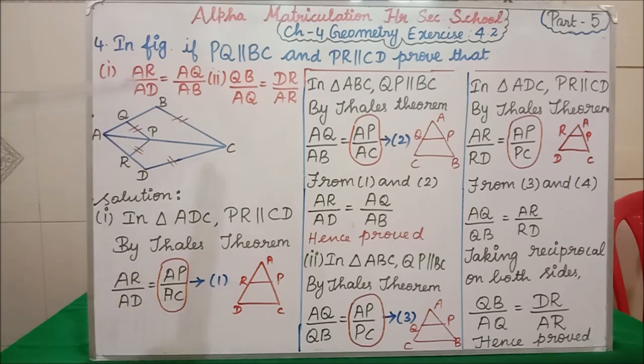Clear? Now, next they have given PR. PR is parallel to CD, which means this is one triangle. In triangle ADC, PR is parallel to DC. Clear students? We want to prove what? AR divided by AD, this full length, is equal to, similarly on that side, AQ divided by this full length AB. We want to prove that. First we will see the first subdivision.